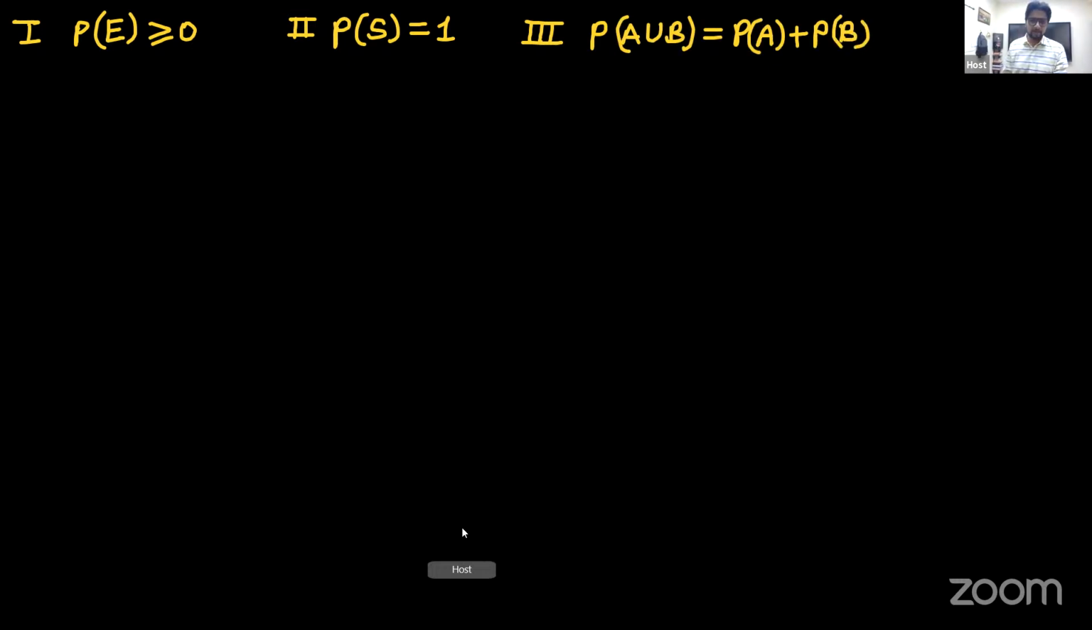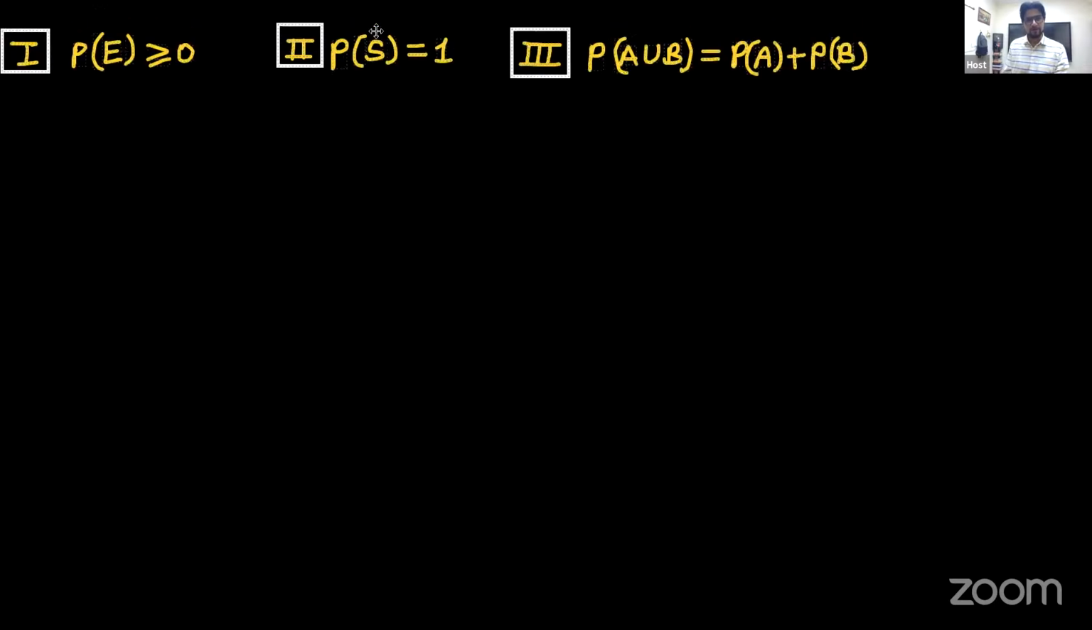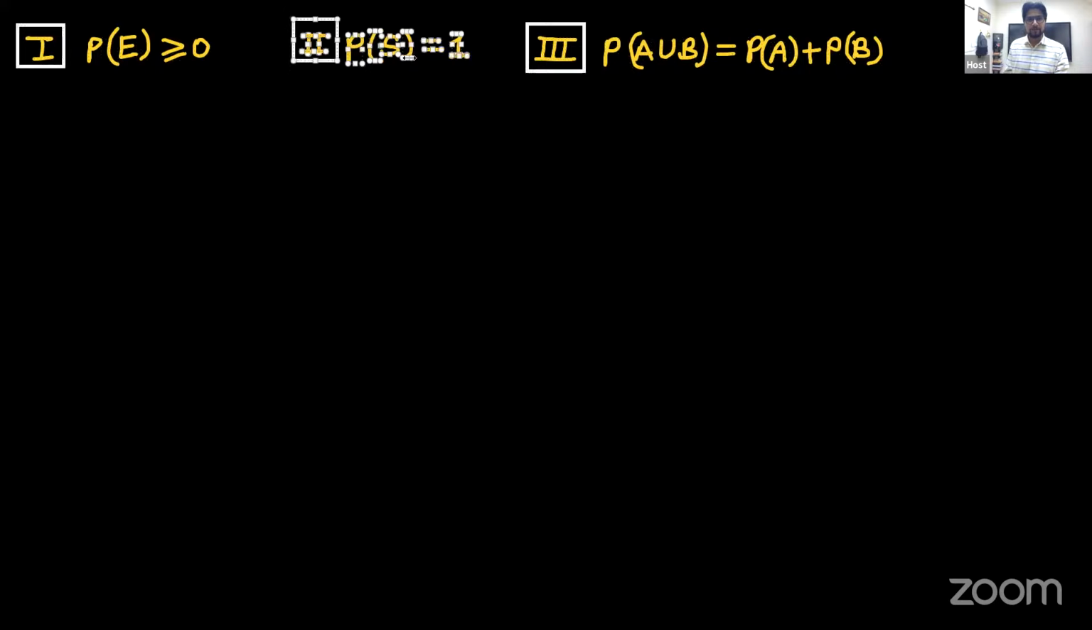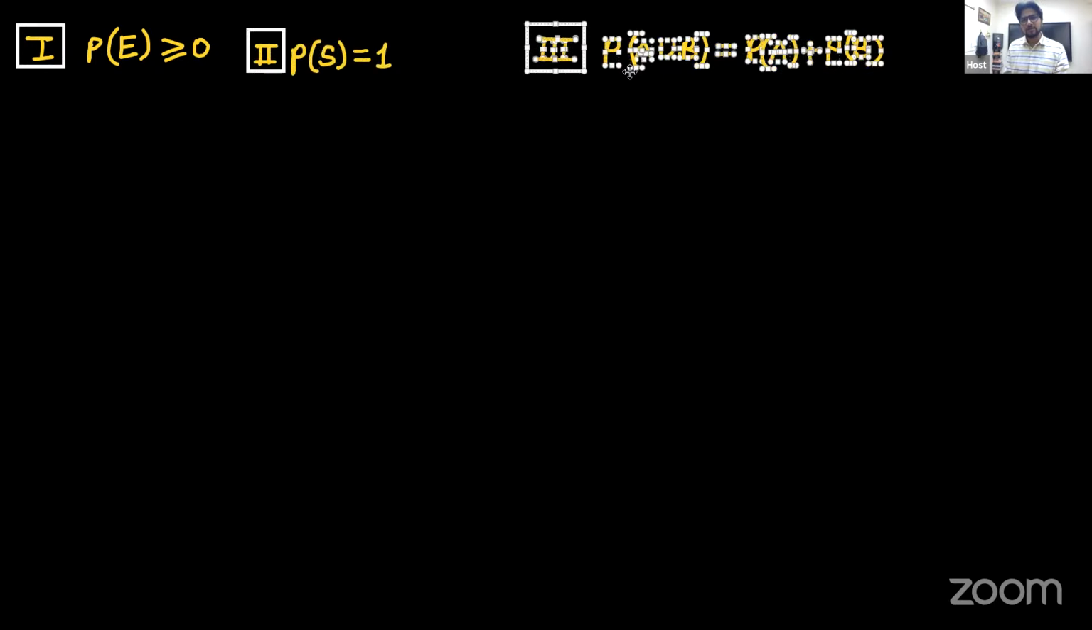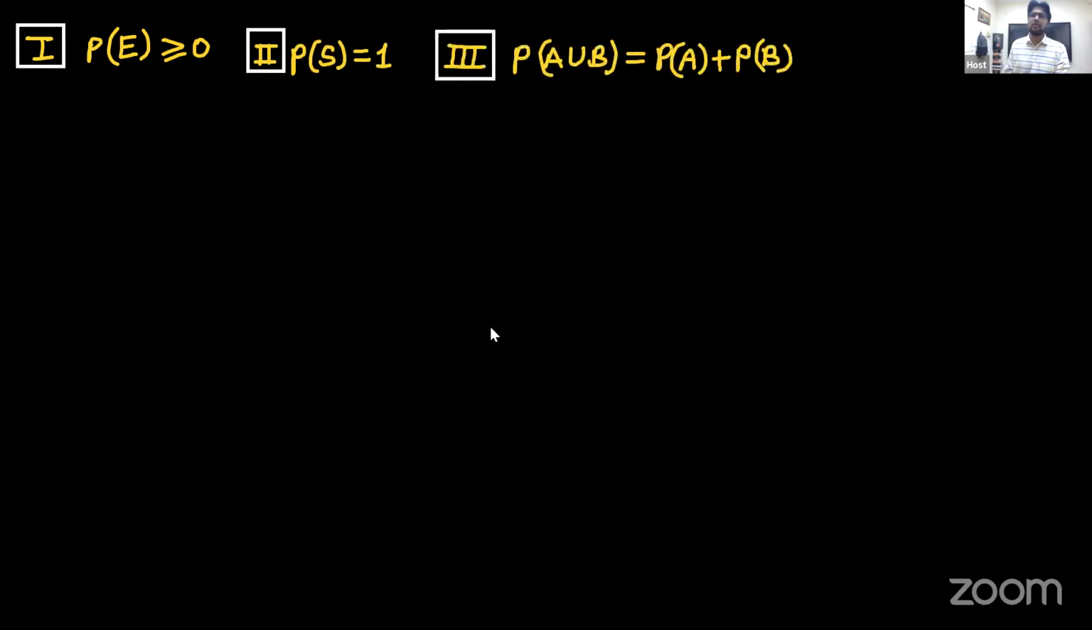How did these 3 axioms come? Again, a wrong question. Axioms are not to be proved. Axioms are to be believed, just like I believe that God is there. Similarly, I believe that these things are true. So far in the world, nobody has been able to prove them wrong. So if something nobody can prove wrong, then it becomes a universal truth.